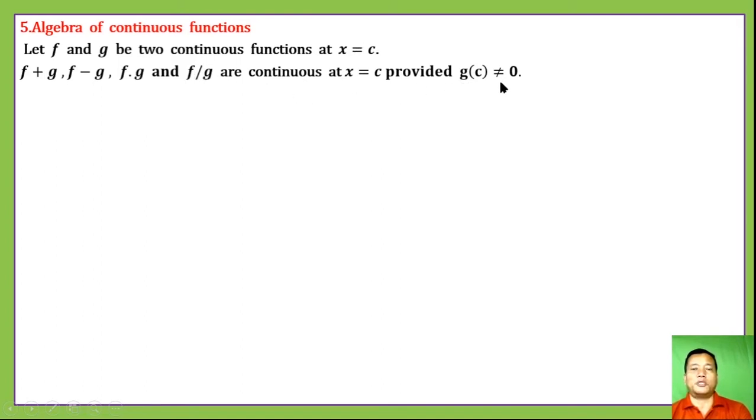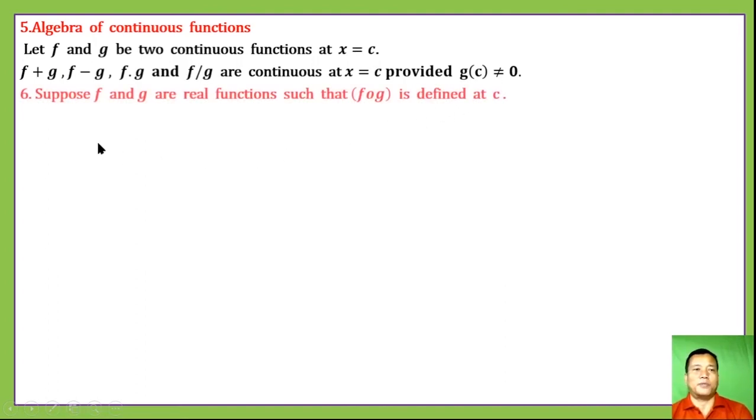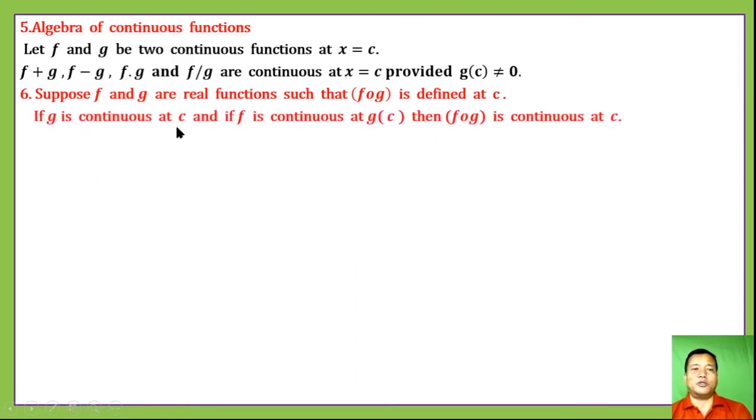Provided g of c does not equal to 0. Number 6. Suppose f and g are real functions such that f of g is defined at c. If g is continuous at c and if f is continuous at g of c, then f of g is continuous at c.